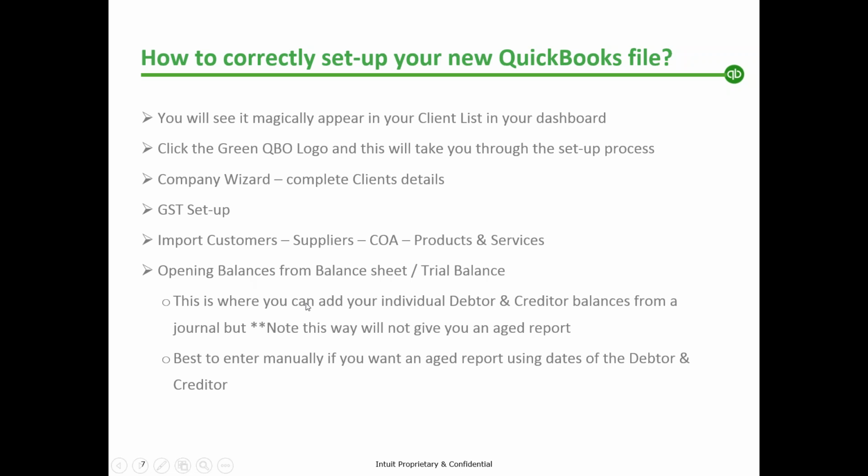All right, now this is where you need to add in your individual debtor and creditor balances as well. And we actually bring all this in from a journal. But note, this will not give you an aged report. It won't give you an aged receivables report, and it won't give you an aged payables report. Okay? What it will do is it will bring in all the different balances that we have, whether it's a bank account, equity, loan account, credit card, asset account, and debtors and creditors as at the journal date.